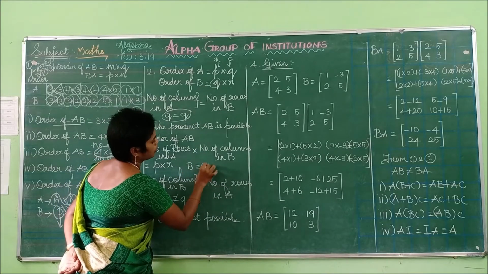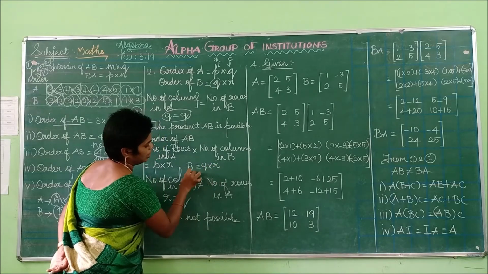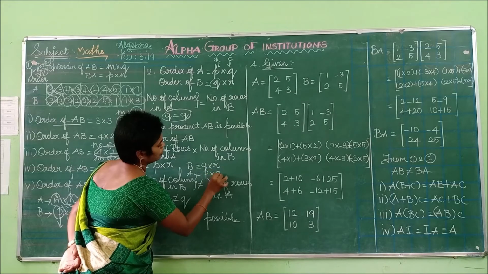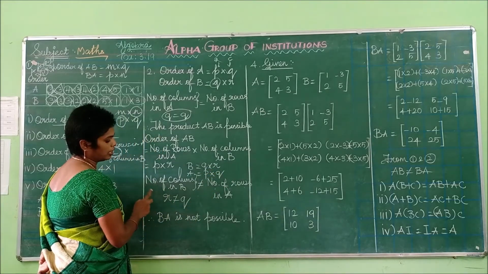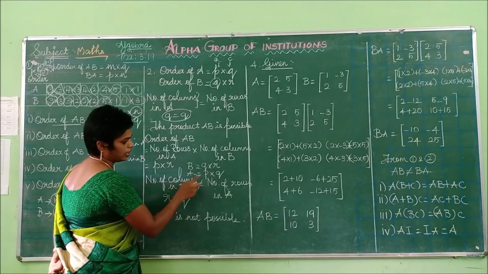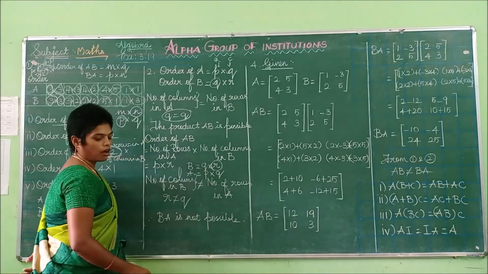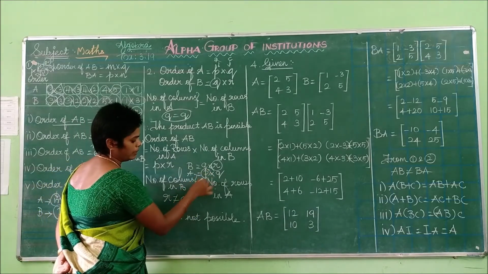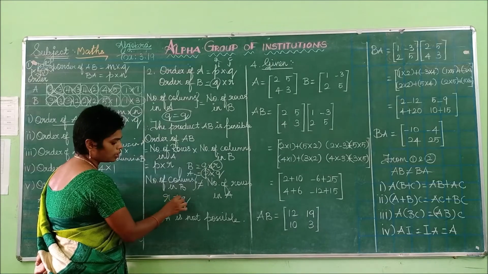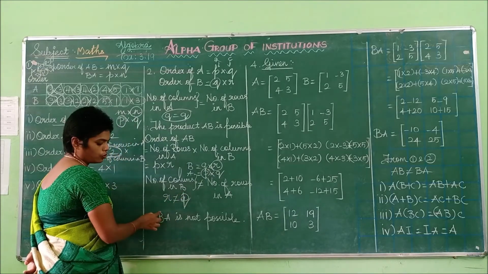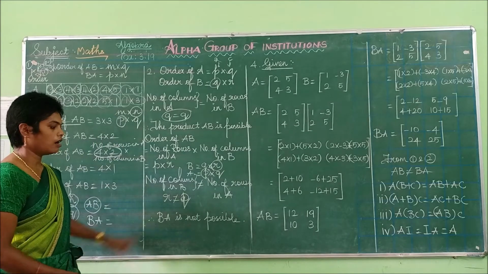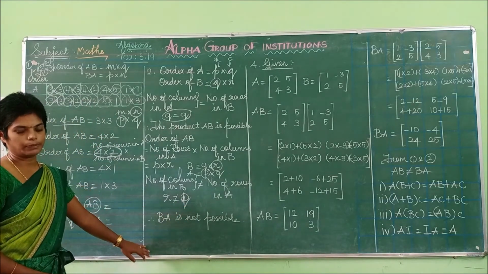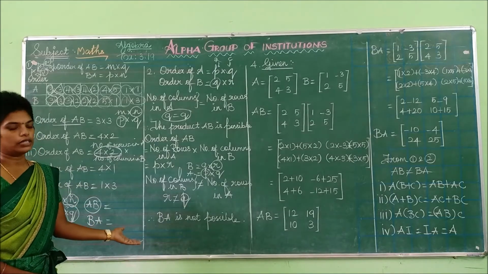Here our format is Q cross R, and A is P cross Q. So what is our condition here? Number of columns in B, here the number of columns in B is R. Number of rows in A, here rows in A is P. So R is not equal to P, so BA is not possible. If it is equal only, it is possible. If it is not equal, the product is not possible.